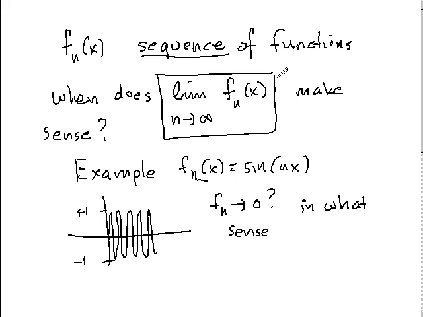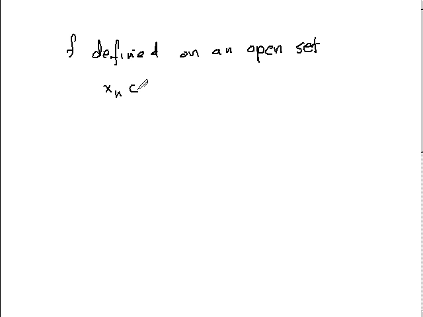Now, if the sequence of functions exists, another way to examine limits and functions is this question. Suppose f is defined on an open set. Let's ignore right now what the definition of an open set is, but suppose xn is in this open set O, and xn approaches a limit A. A may not be in O, right? O may not contain its limit points. It's not closed, it's open.